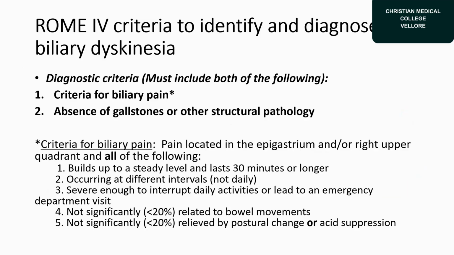So coming to how do you diagnose biliary dyskinesia? So there is a Rome 4 criteria. So this Rome 4 criteria has a diagnostic criteria and a supportive criteria. So under the diagnostic criteria, there are two criteria, both of which should be included. So the patient should have a biliary pain, and the structural imaging should show the absence of gallstones or absence of structural pathology. So they also go ahead to give the criteria for a biliary pain.